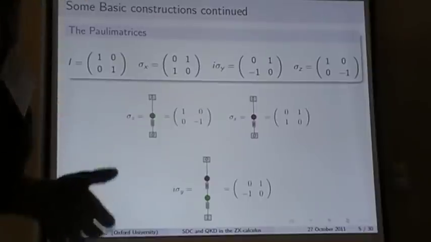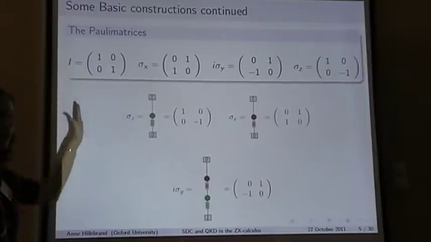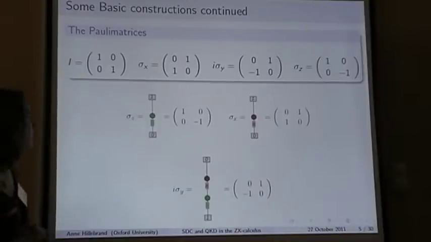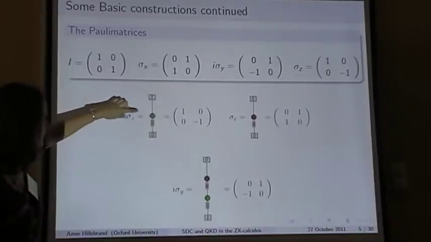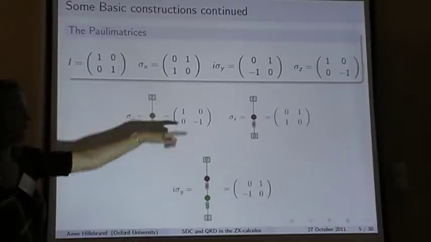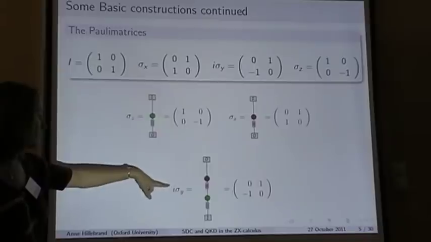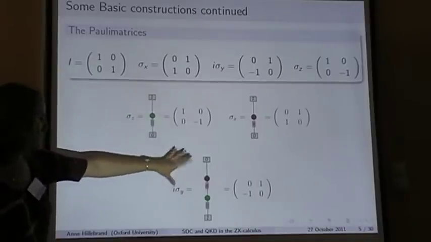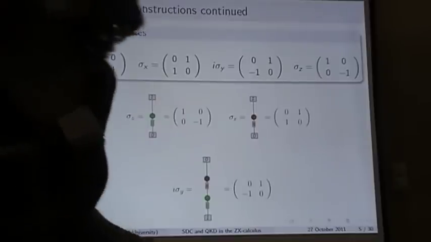So the next important thing is the Pauli matrices, of which we have 4. The identity matrix is just a wire without any dots. This is not very clear. So the Z gate is a green dot with phase pi. The X gate is a red dot with phase pi, and Y is a combination of the two. So we'll be using those later on.